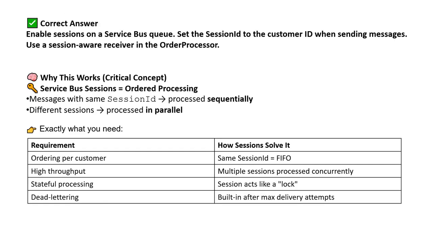Now let's see the correct answer. The correct answer says enable sessions on service bus, set the session ID to the customer ID when sending messages, and use a session aware receiver in the order processor. Why does this work? Service bus sessions equal ordered processing. Messages with the same session ID are processed sequentially, and different session IDs are processed in parallel.